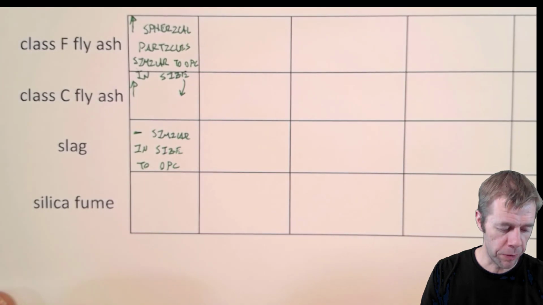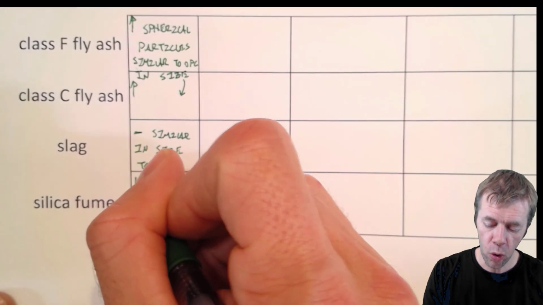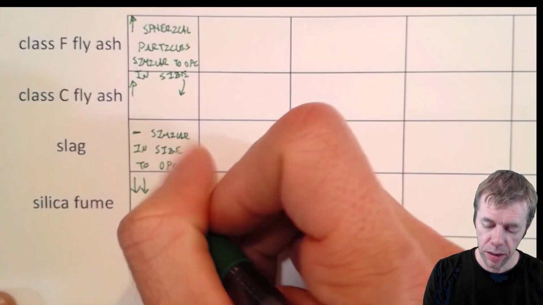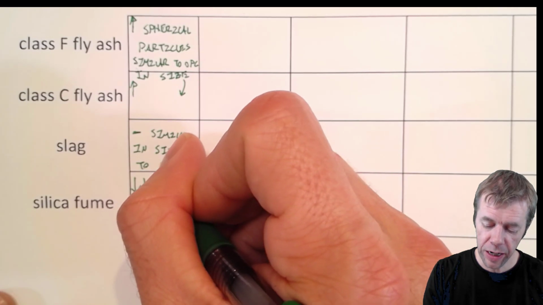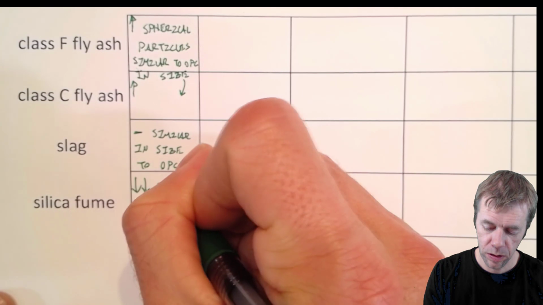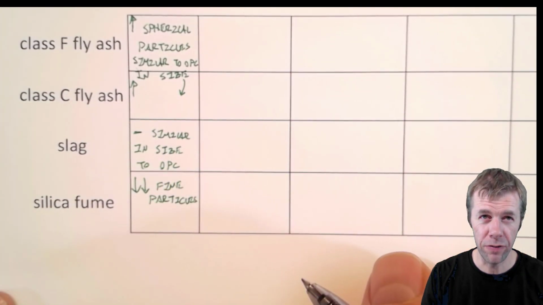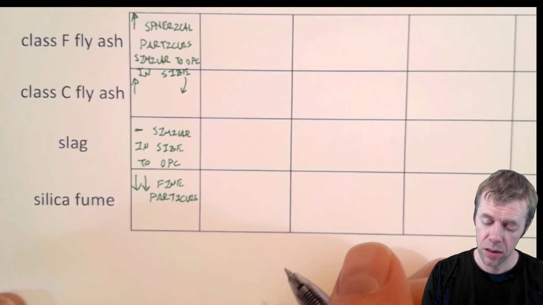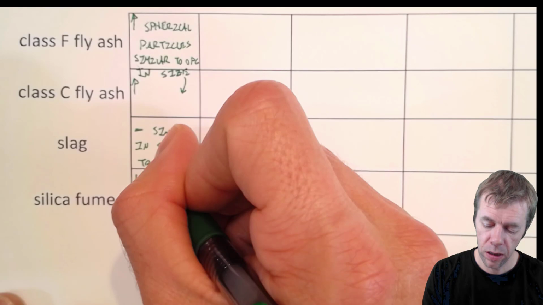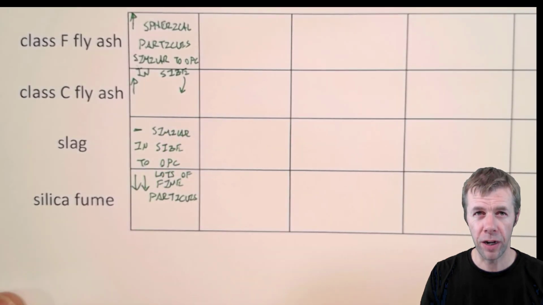Now let's talk about silica fume. Silica fume, it's going to make your slump go way, way down. And why? Because they're fine particles. And there's so many of them. So I'm going to say lots. Lots of fine particles.